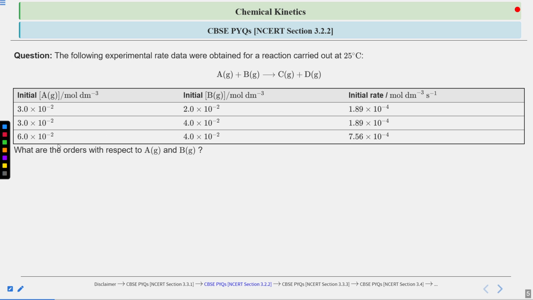Similarly, in our third experiment, we have doubled the initial concentration of A from the previous experiment and taken the initial B concentration similar to the second experiment, and the initial rate coming out in this experiment is 7.56 times 10 to the power minus 4. So this is the experimental rate data of this particular reaction, and on the basis of this data you have to determine the orders of the reaction with respect to the A reactant and B reactant.